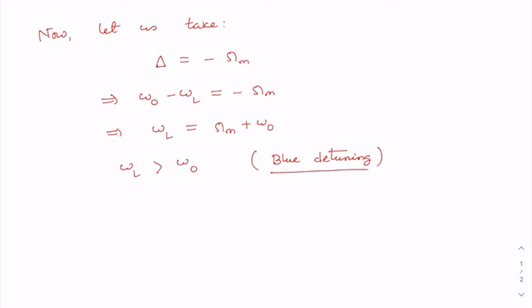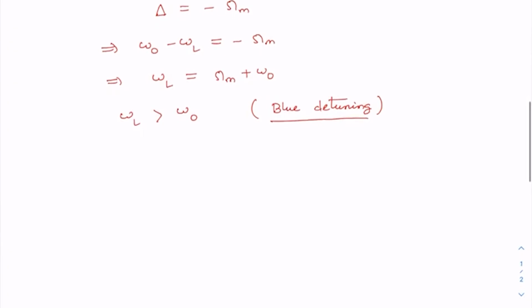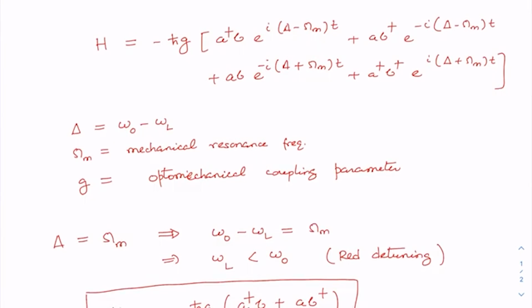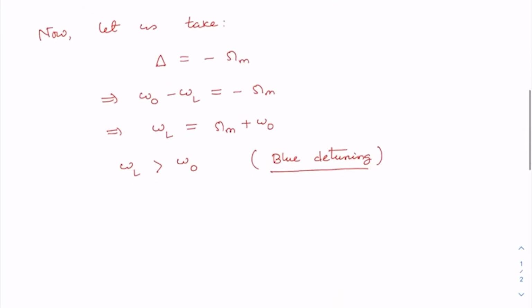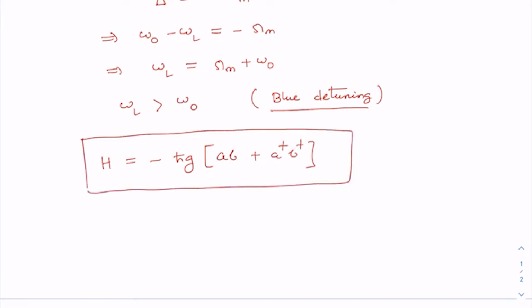Now we are going to analyze the Hamiltonian in this regime. If I put delta equal to minus omega m and remove the highly oscillating terms, our Hamiltonian will take this form: minus h cross z times a b plus a dagger b dagger. This is what we get in the blue detuning regime, when I set delta equal to minus omega m.